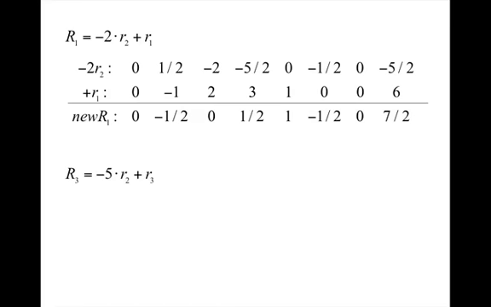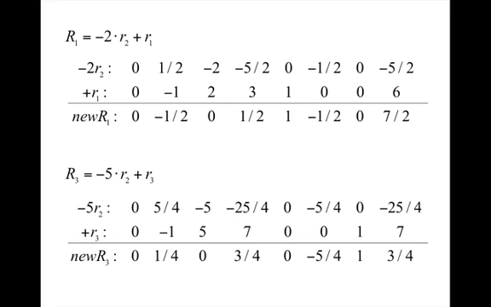Next, I have -5 times row 2, which gives me 0, 5/4, -5, -25/4, 0, -5/4, 0, and -25/4. When I add row 3, this gives me my new row 3, which is 0, 1/4, 0, 3/4, 0, -5/4, 1, and 3/4.